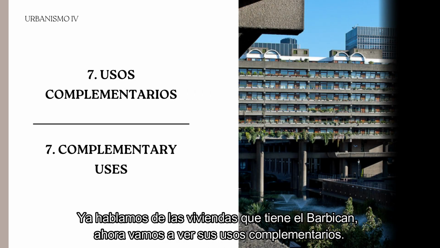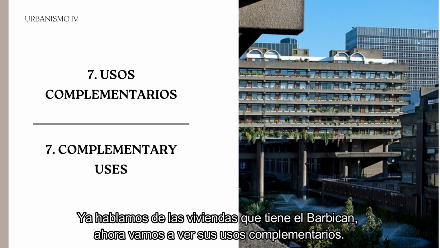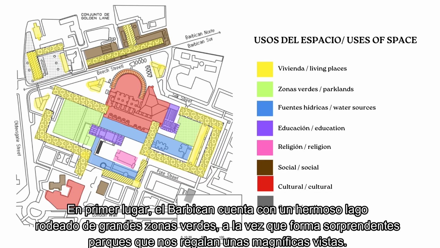We already talked about the living places that the Barbican has. Now we are going to see their complementary uses. First of all, the Barbican has a beautiful lake surrounded by big green zones, while it makes amazing parklands that give us magnificent views.